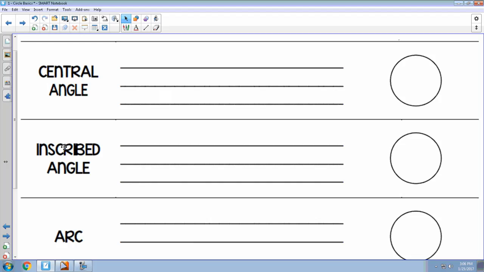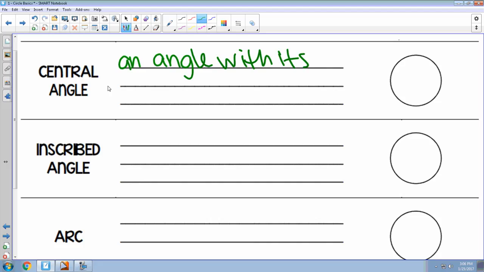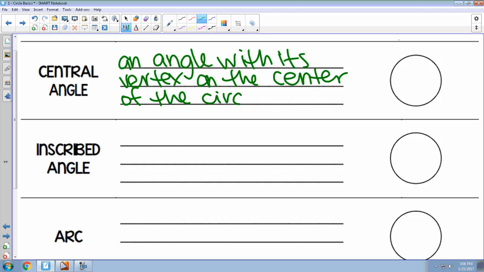Okay, then we're going to get into some more angles. So this is on the other half of your paper. A central angle is an angle with its vertex on the center of the circle. We are going to spend a lot of this chapter talking about the angles created and the different relationships, so this one is one of the important ones.